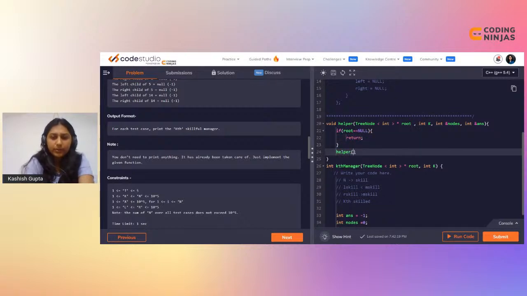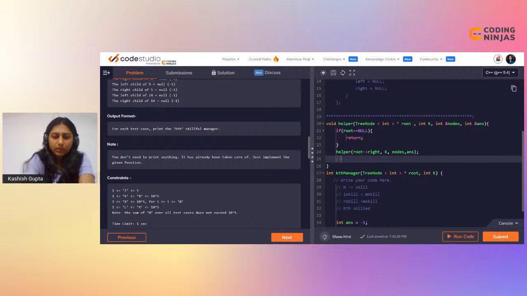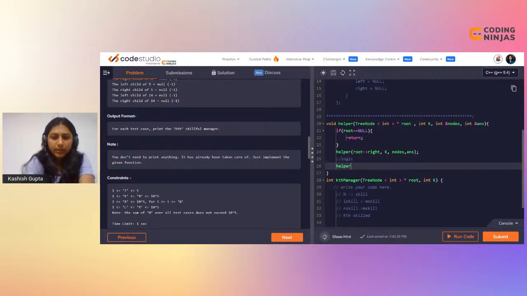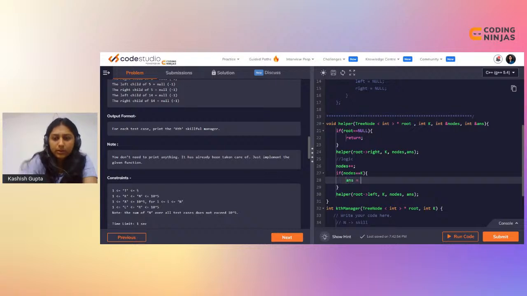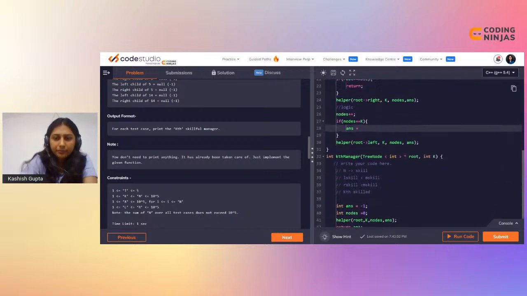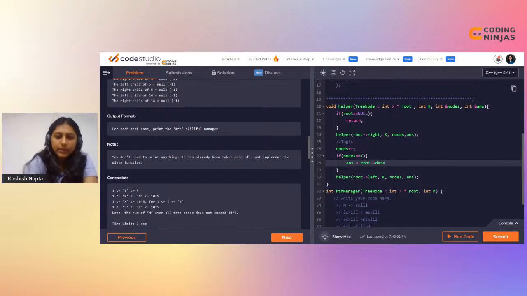Then we'll call helper root, right? We'll pass it k, we'll pass it nodes, and we'll pass it answer, logic, and then we'll call left, k, nodes and answer. Our logic was कि पहले तो nodes increment करो कि हाँ हमने ये वाला particular root node travel कर लिया, and then check if nodes has become equal to k. If so, then store it in answer. So answer equals root का datum.